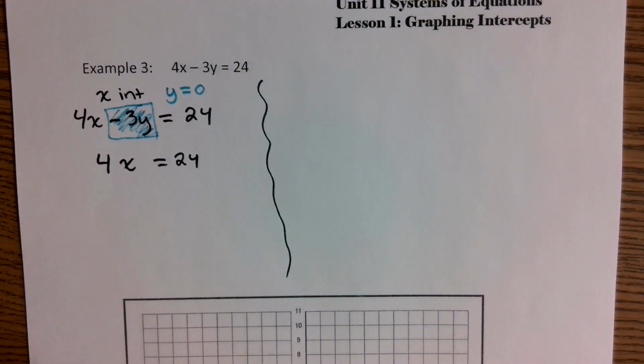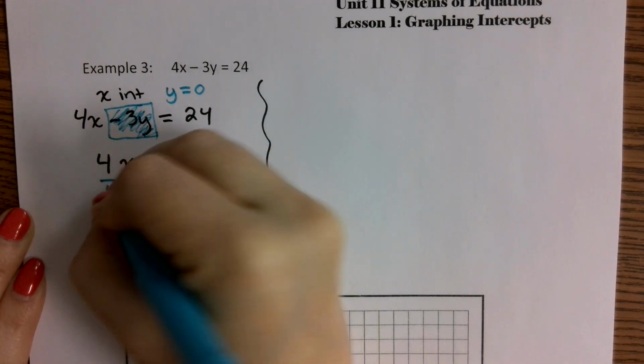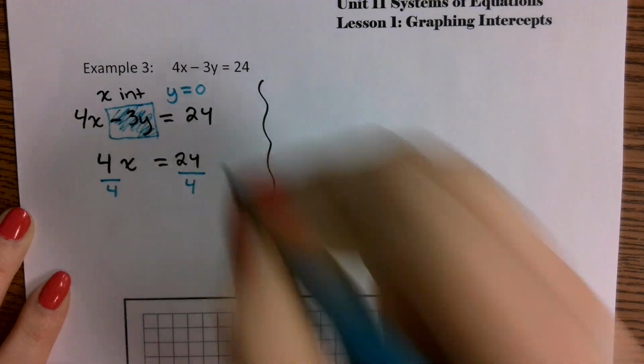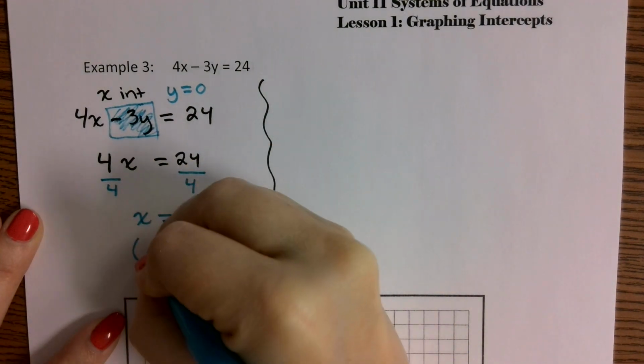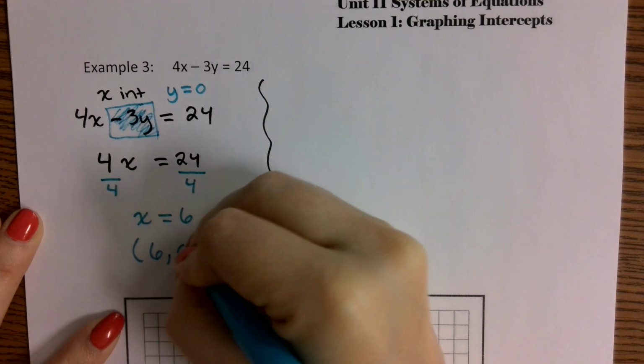What do I do, Alex? You divide by 4. All we have to do in this case is divide both sides by 4. We get x is equal to 6, so my intercept is 6, 0.